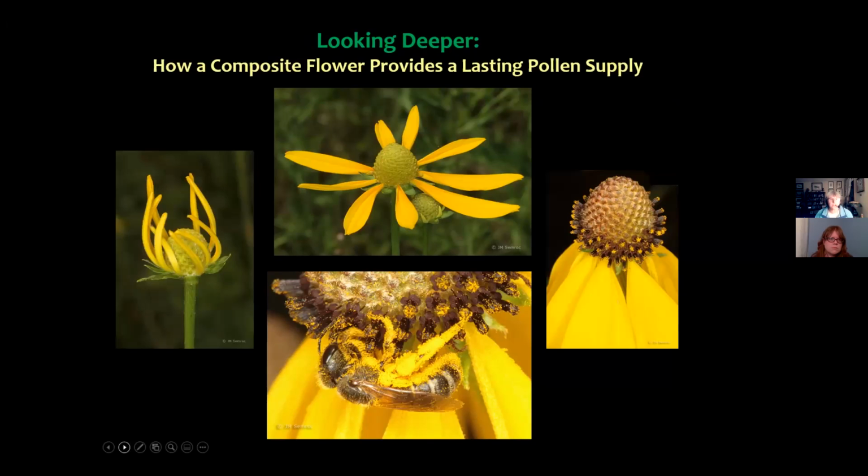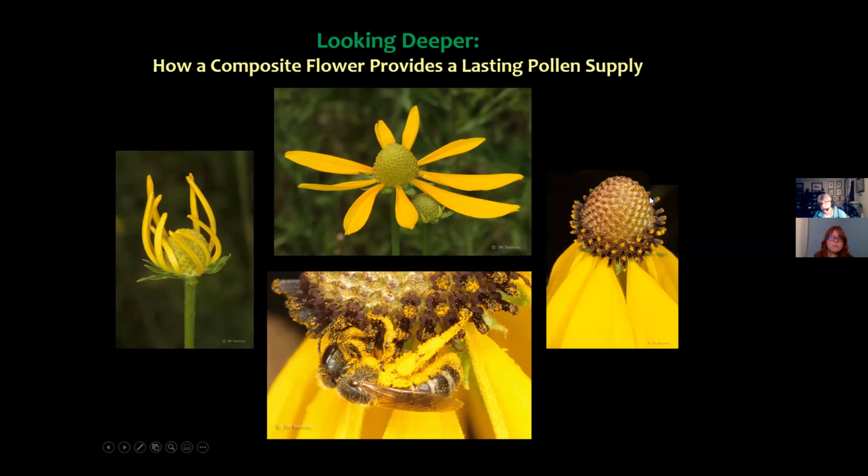So let's take a look at how a composite flower provides a lasting pollen supply. So here's a gray-headed coneflower. When it first opens, the photo on the left, you can see the petals are real skinny. The center part looks all green. As it opens, the petals flatten out more. They look a little bit wider. But what the plant does, and this is all of our composites, so that's things like daisies and purple coneflower and those kinds of things.